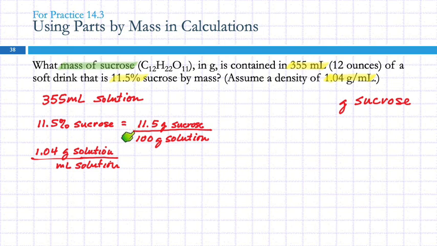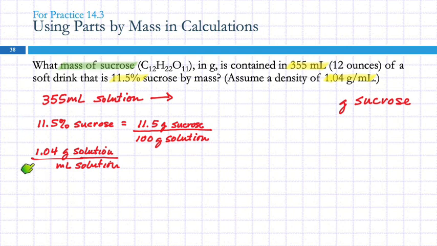So both of these are fractions. And when we say them, they both have the word per, right? 11.5%, right? 1.04 grams per milliliter. These are conversion factors. So this is the only one that's not a conversion factor. I'm going to start with that. So I'm starting with a volume of solution, and I'm trying to get to a mass of solute.